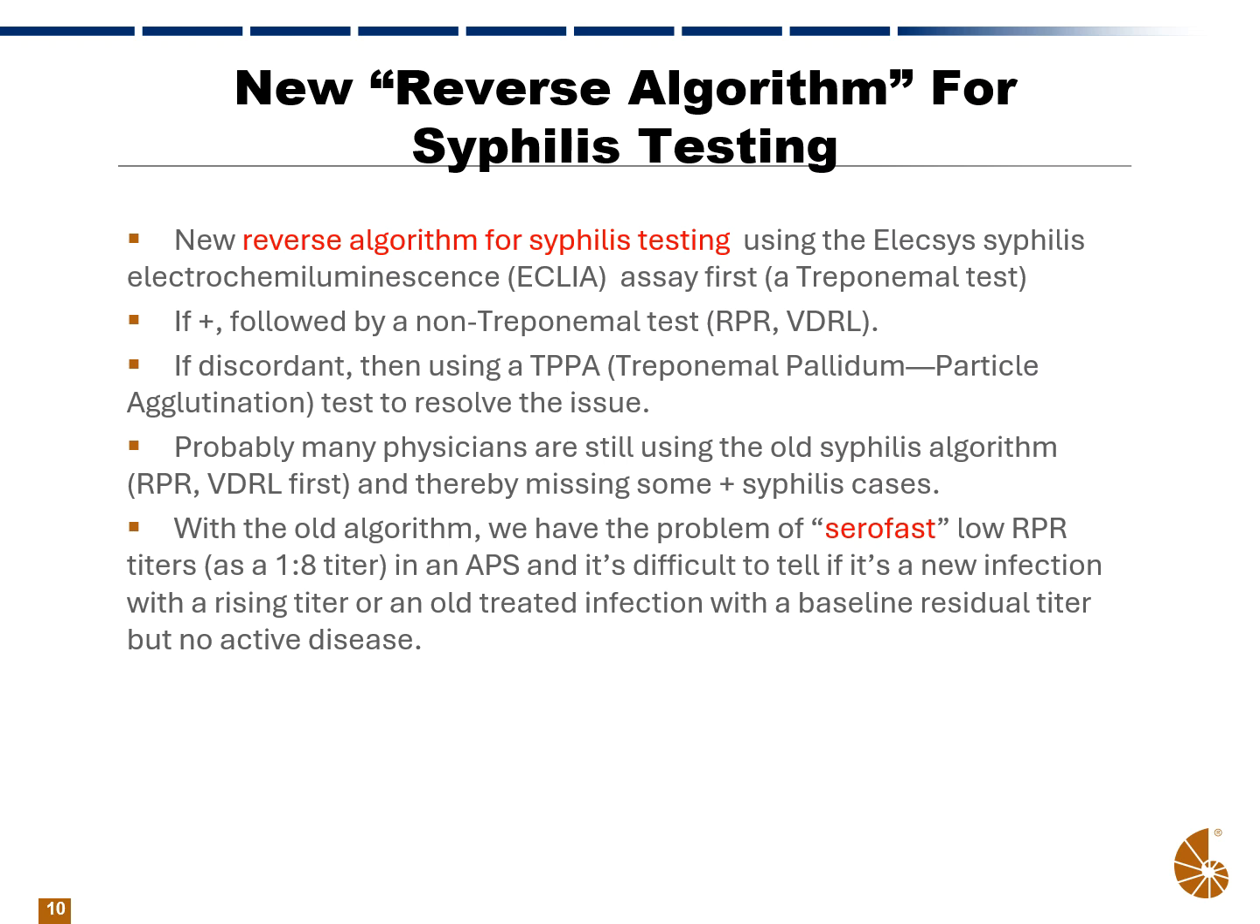So what I see in APSs at this date is many physicians are still using the old RPR first, then a treponemal test, and now this new algorithm recommends the reverse. So in the old algorithm, we had the problem of sero-fast RPR levels as a titer of 1 to 8. And it's difficult to tell if it's a new infection with a rising titer that needs to be treated with penicillin, or an old treated infection with a baseline residual titer but no active disease and the person's been effectively treated.